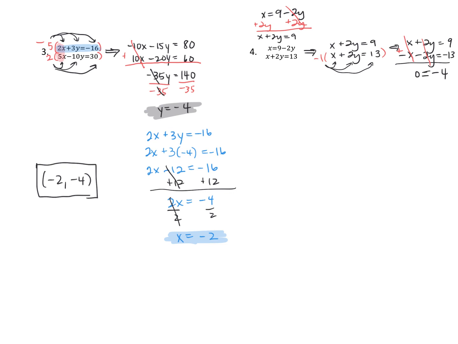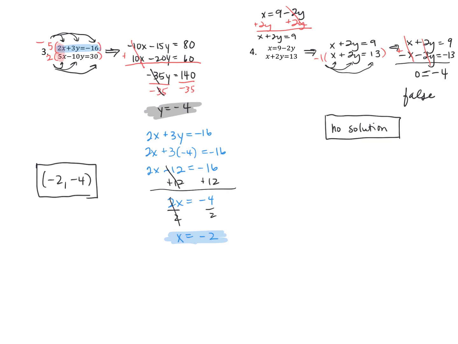Is that true? No, it's not true. 0 is not the same as negative 4. This is a false statement. If you eliminate all of your variables and you come to a point where you get a false statement, this is no solution. So there's no solution to this system of equations.